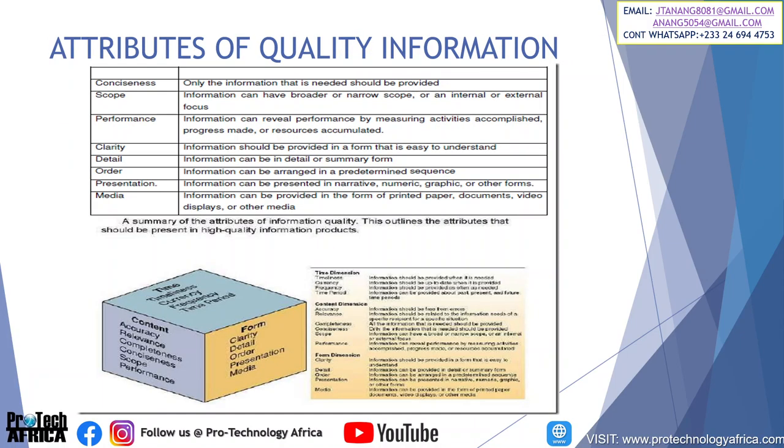So now we looked at the attributes of quality information. The first item I listed here says that it must be concise. Only the information that is needed should be provided. So it means that you go straight to the point, target the information that is needed, and the ones that are not needed, you discard them. So that is the part that explains the conciseness of data.